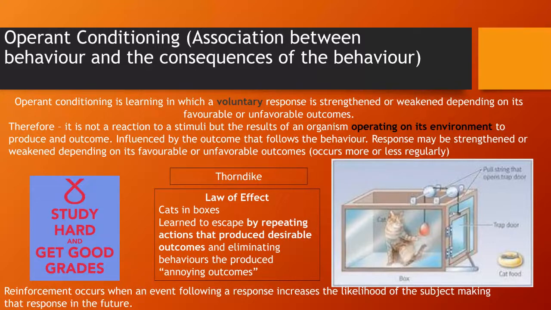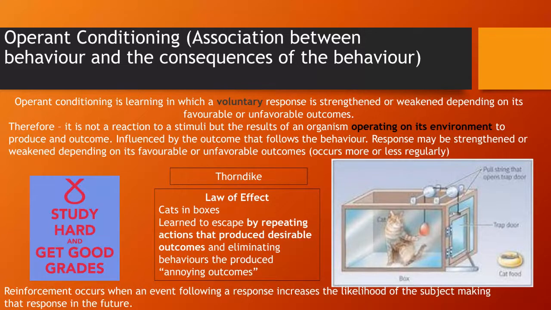So the example that they give for Thorndike, really one of the theorists who worked alongside Skinner, had cats in a box. Skinner had rats in a box and Thorndike had a cat in a box, and it was called the law of effect. He put the cat in a puzzle box that he'd made himself, and the aim was for the cat to escape from the box, and the only way the cat could escape was by pulling a cord.